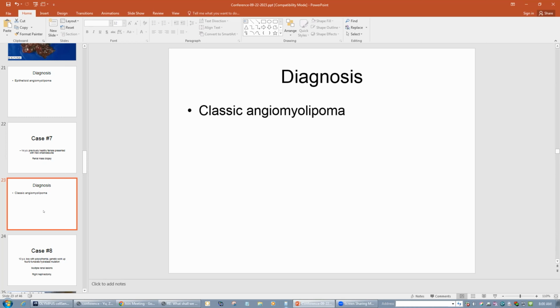So the renal masses were cystic, very small, so they watched for a while. Later on they decided it needed resection, so they did a resection. I'm going to show you this tumor, this one.